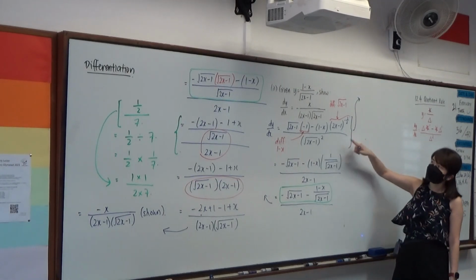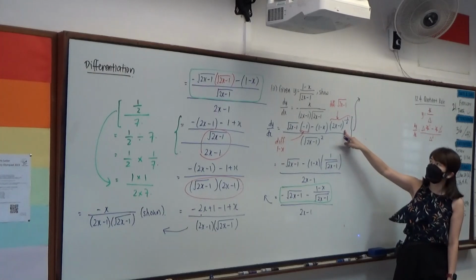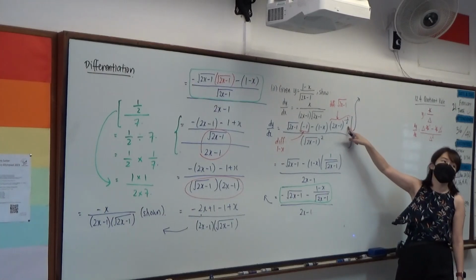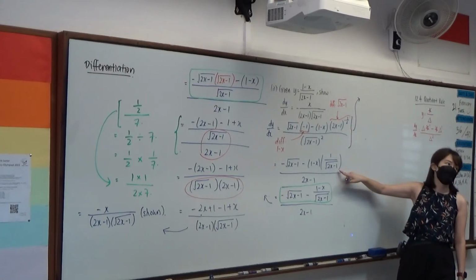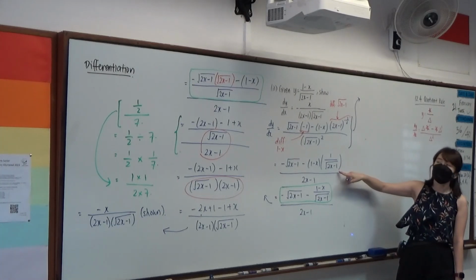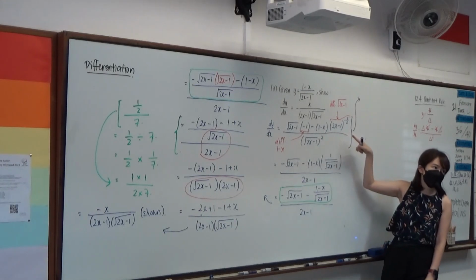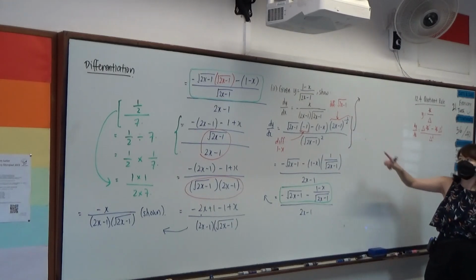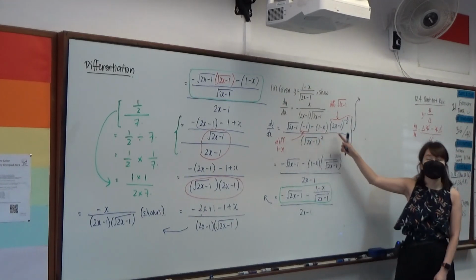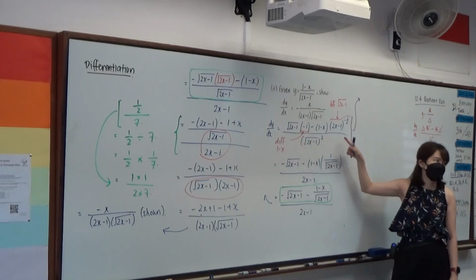Right? The other method continues from here, whereby I choose this 2x minus 1 to the power negative half instead of writing it as a fraction over here. The next process is to simplify the numerator. And in terms of simplification, we want to factorize out things that are in common in the numerator first.